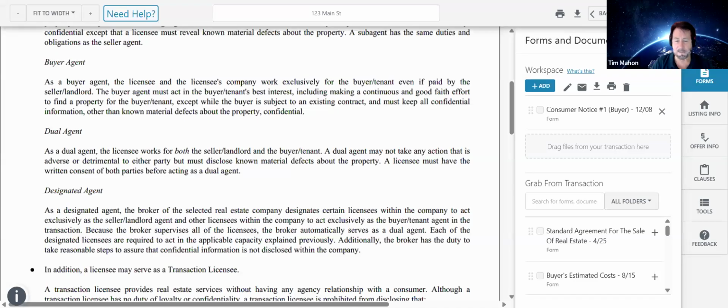Now, the way I do that in the listing is when I first list the property, I tell the seller. So basically, dual agency means that I and anybody in my company, all 120 that work for Century 21 Kime, want to also be able to show your property.